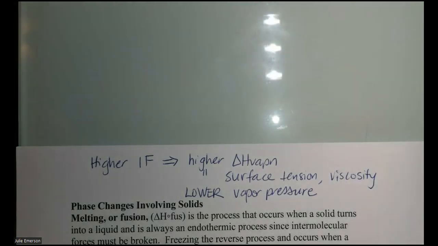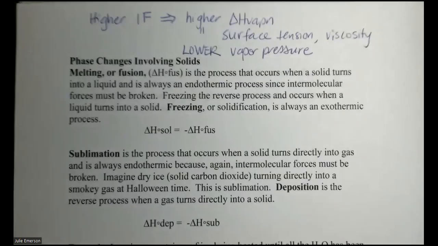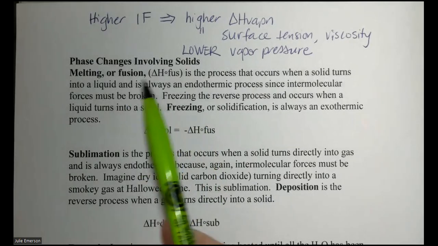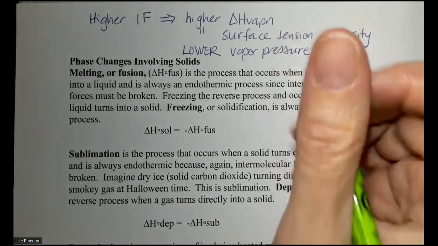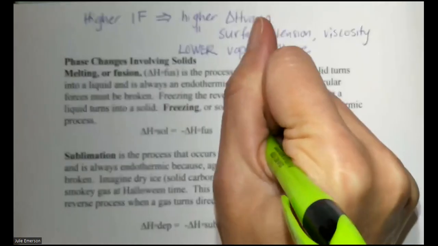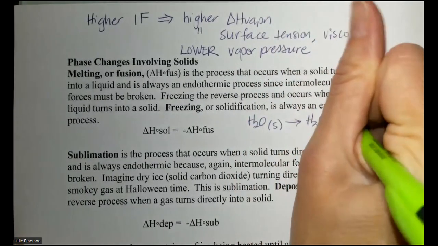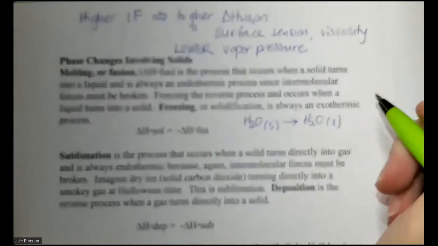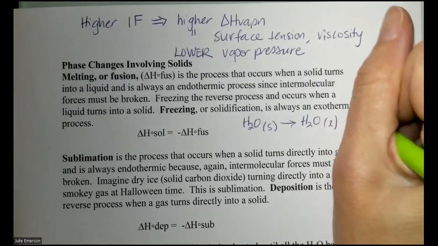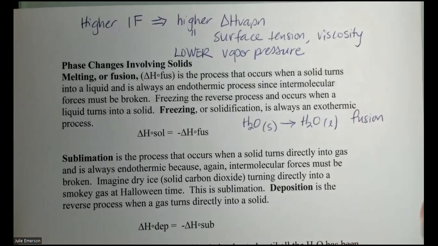All right, now with solids, instead of going from liquid to gas, we're thinking about solid to liquid, but it's going to be very much the same. So melting, fancy word there, fusion. If we take ice, solid, and convert it to a liquid, normally we call that melting. What we're going to call it now is fusion.